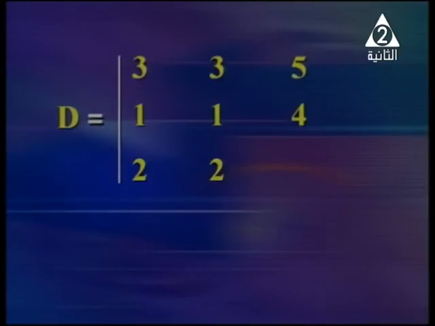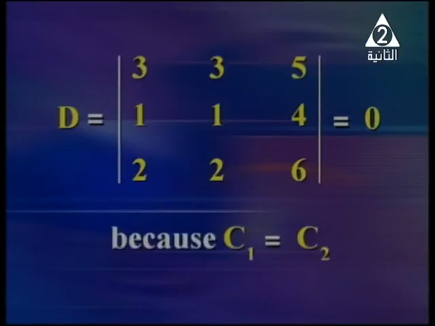In this example, we have a determinant with first row 1, 1, 4, second row 2, 2, 6, third row 3, 3, 5... First column 3, 1, 2 and second column 3, 1, 2. Then all elements in the first and the second column are the same. What is the result? We deduce that the value of the determinant must be equal to 0, because C1 equals C2, meaning all elements of column 1 equal all elements of column 2.